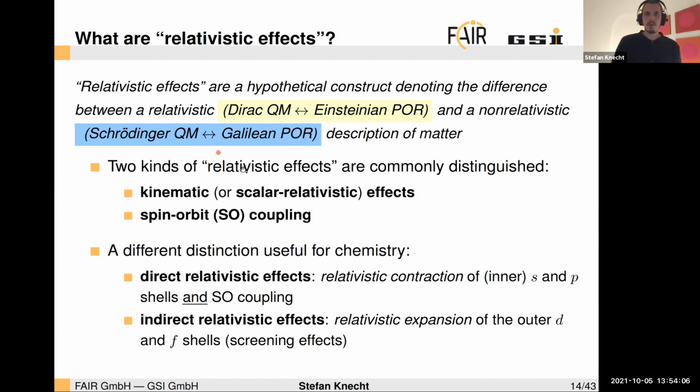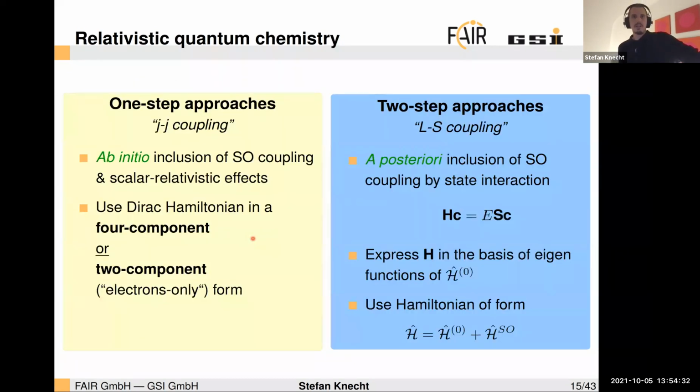And commonly, we distinguish two kinds of relativistic effects. Those are the kinematic or scalar relativistic effects, essentially those that change the kinetic energy operator, and spin-orbit coupling effects, so essentially the coupling of spin and angular momentum. And in chemistry, there are even different distinctions, but they're not of that much relevance here. So when we want to talk about relativistic quantum chemistry, then we typically can distinguish two types of approaches.